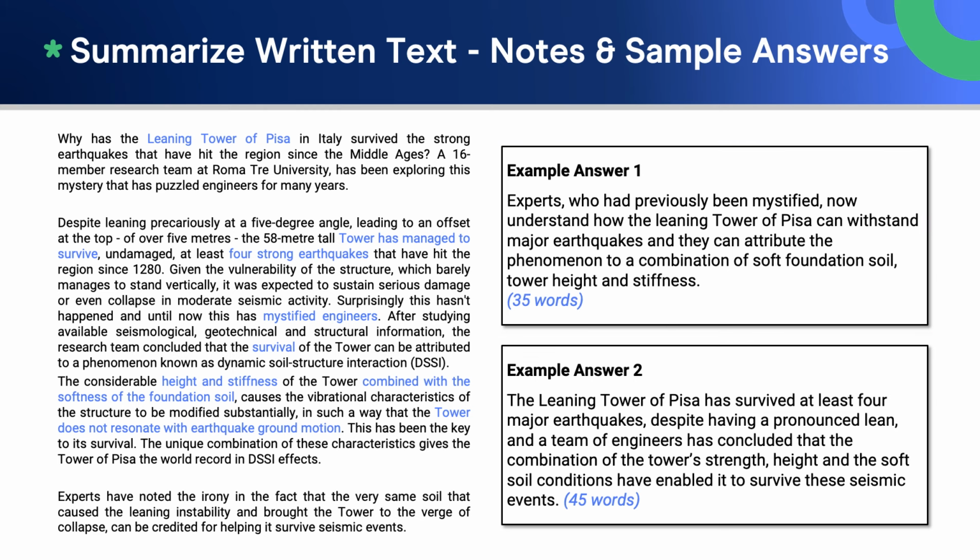What about example 2? It says, the Leaning Tower of Pisa has survived at least 4 major earthquakes despite having a pronounced lean, and a team of engineers has concluded that the combination of the tower's strength, height, and the soft soil conditions have enabled it to survive these seismic events. It's a little longer at 45 words, also an acceptable length, and captures the main idea and the sub-ideas of the text. Importantly, the grammar is strong.